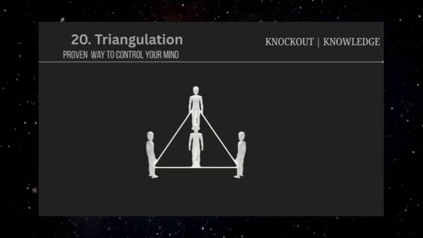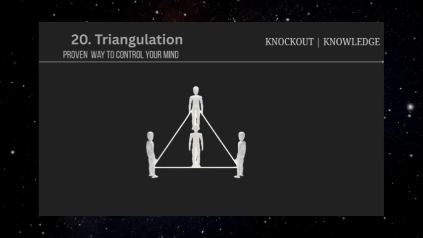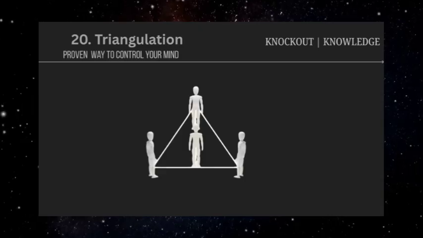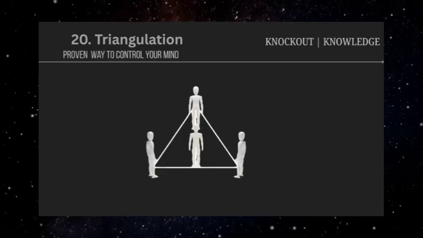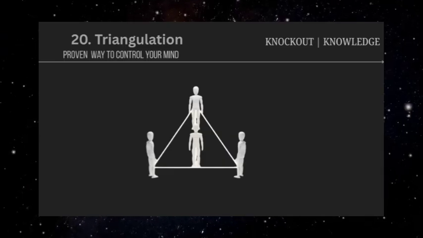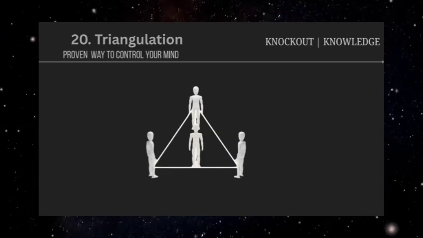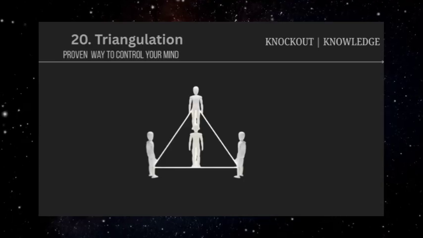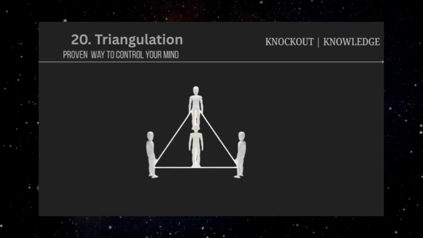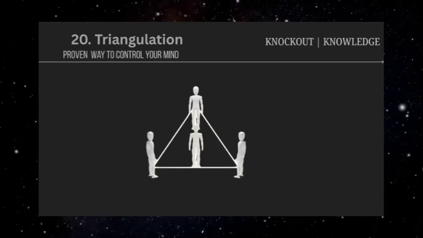Instead of addressing issues directly between the people involved, the manipulator introduces external references, comparisons, or relationships to gain leverage and control. This technique transforms straightforward interpersonal dynamics into complex emotional triangles that serve the manipulator's interests. The power of triangulation lies in its ability to exploit fundamental human emotions like jealousy, insecurity, and fear of abandonment.